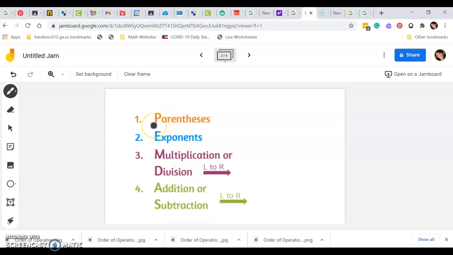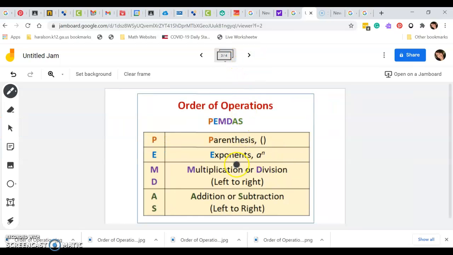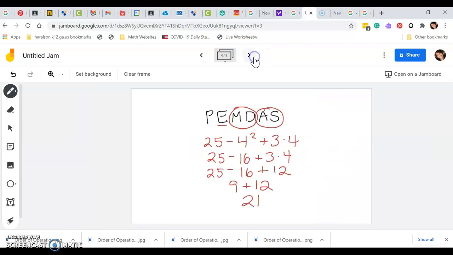But you have to do PEMDAS, or please excuse my dear Aunt Sally, to help us understand what order I do the operations. So since parentheses come first, I always do what's in parentheses first, no matter where it is in the problem. And then I do my exponents. So I solve my exponents, find the value of them. I multiply or divide from left to right, just like you read from left to right. And you add and subtract from left to right. I'm going to show you one example. So parentheses, exponents, multiply, divide, add, subtract, left to right.